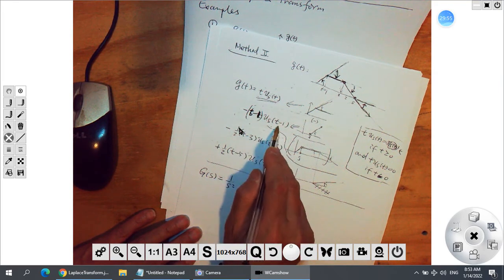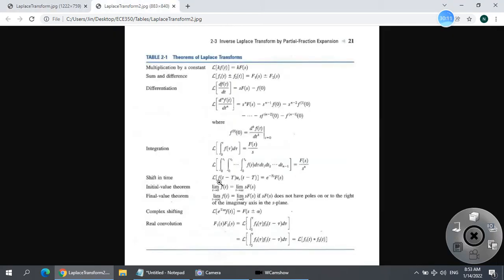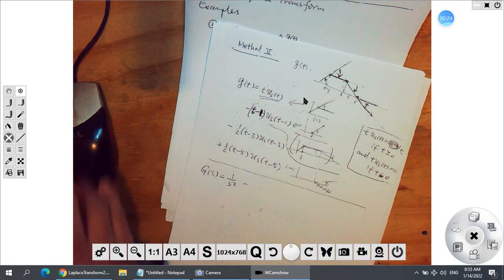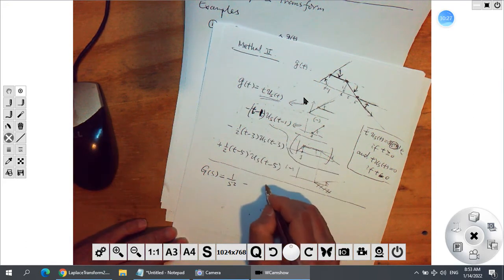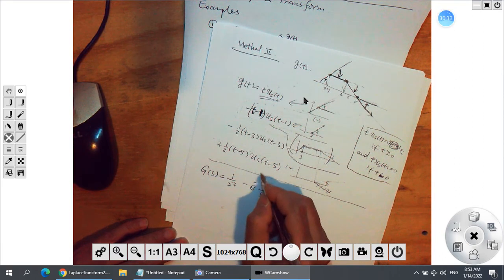A ramp but shifted by 1. Okay, remember last time we discussed the properties, the theorems on Laplace transform. When we shift in the time domain, we need a multiplier. Here, you see, you shift by capital T, you need a factor e to the negative TS. So now this one is 1 over S squared, you need a times e to the negative capital TS. Now capital T is 1, so it's e to the negative S.